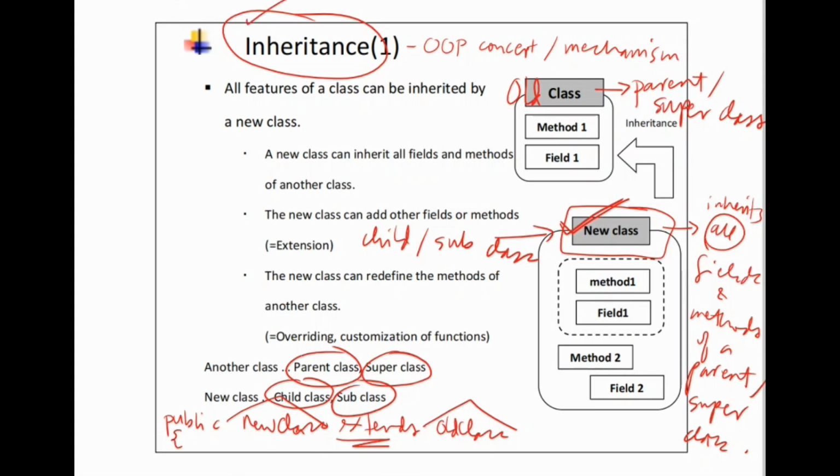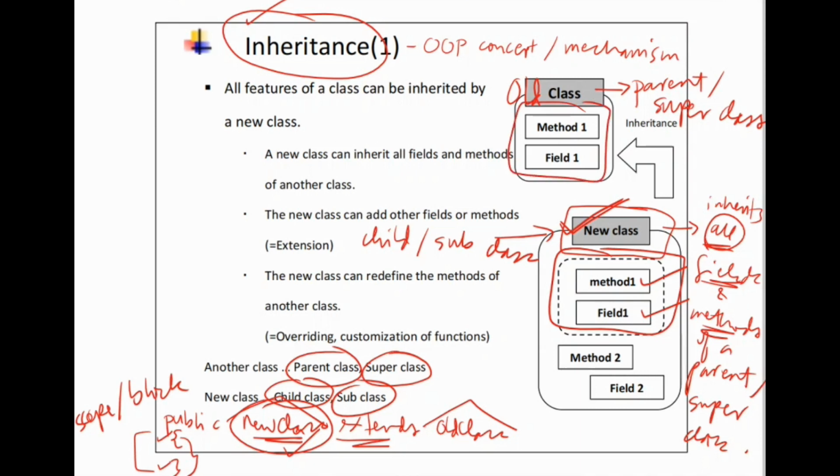Then open curly to mark the beginning of this new class and close curly. So this open and close curly defines the scope or the block of the new class. Say for example, we don't define in here any field or method for the new class, then the new class will simply have all the fields and methods of the parent class. So the new class has method 1 and field 1, which are inherited from the old class.